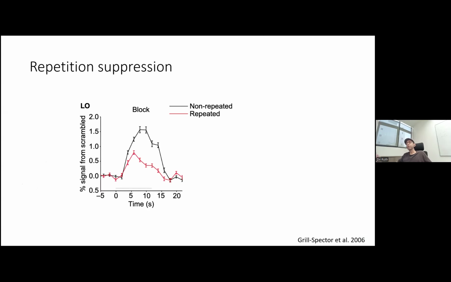As a reminder, repetition suppression means that when an image is repeated, when it's presented a second time, the brain response will be attenuated. It'll have a lower amplitude than the first time. Here in black, you see the response to different images, and in red is the response to the same image repeated several times. You can see that repeating an image attenuates the response. The response amplitude is smaller.